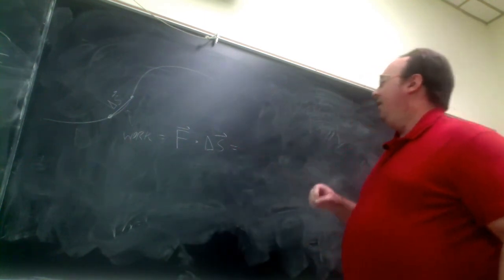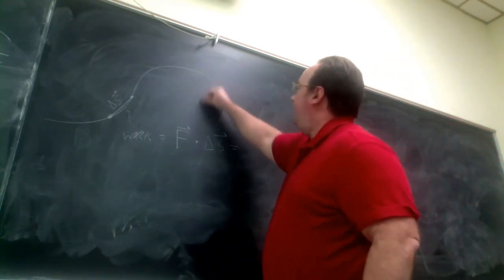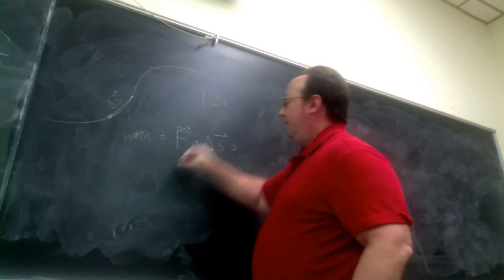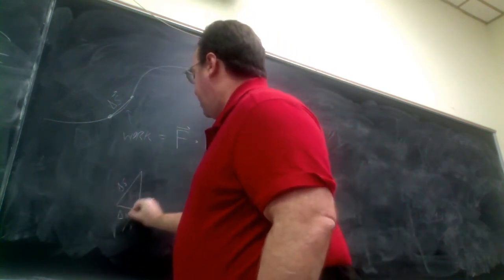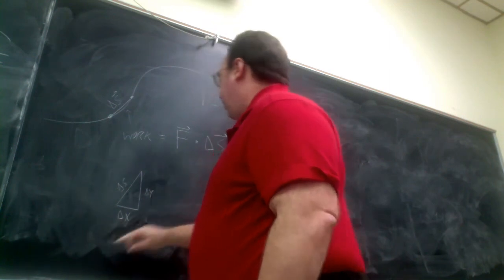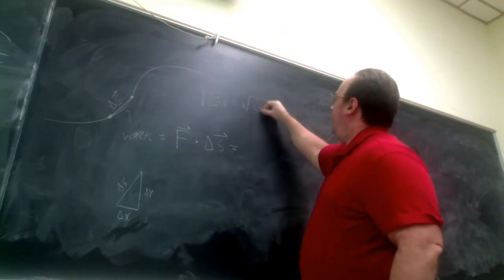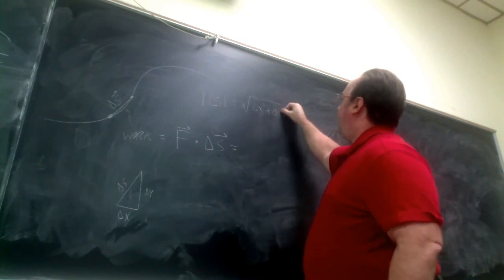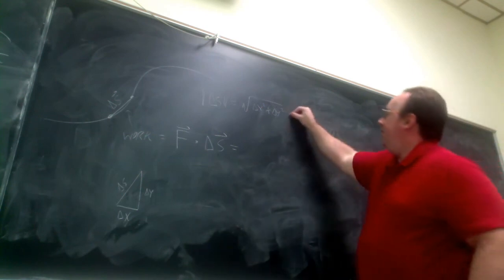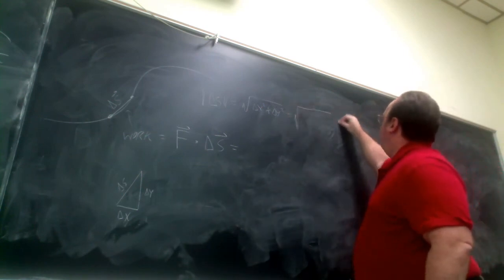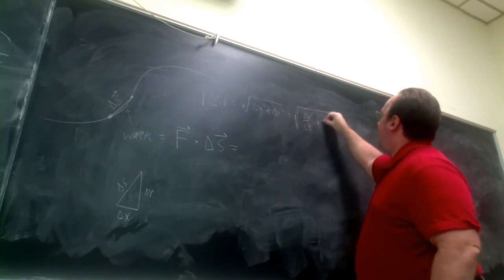But I want to separate the magnitude from the direction in here. So now the magnitude of delta S, because we have a situation like this where we have delta S, change in X, change in Y, would be the square root of delta X squared plus delta Y squared. And I could, as I did before, multiply and divide by dt, the change in my parameter.